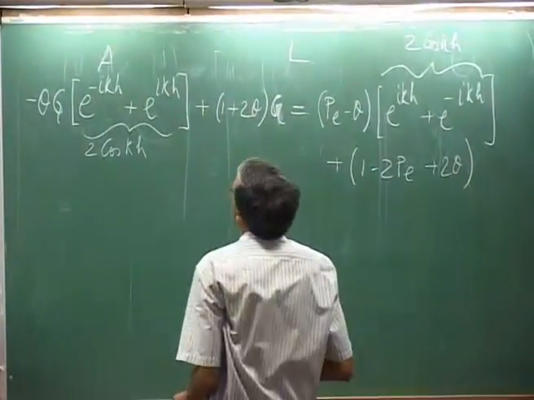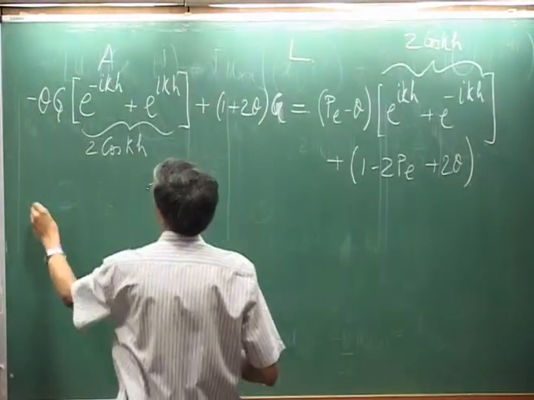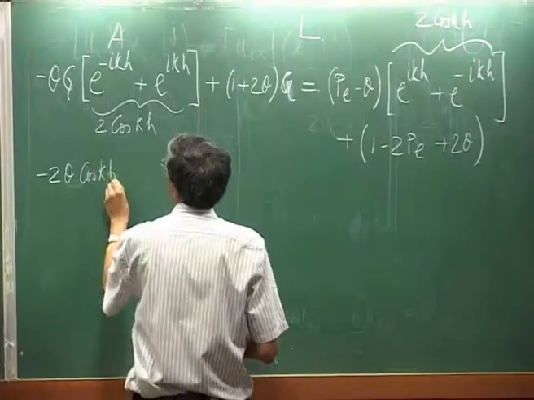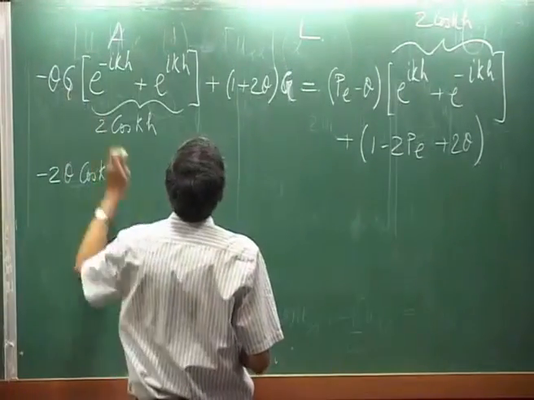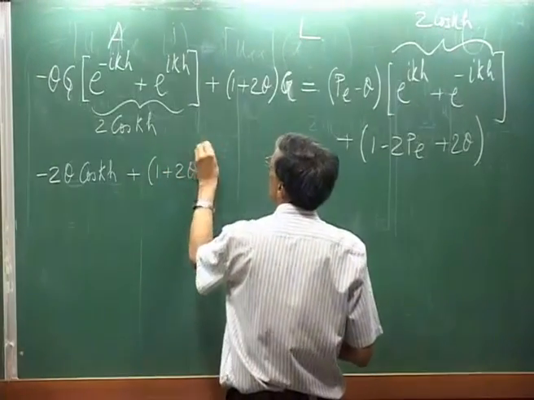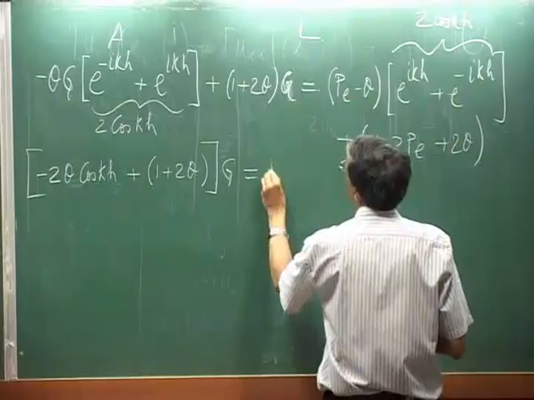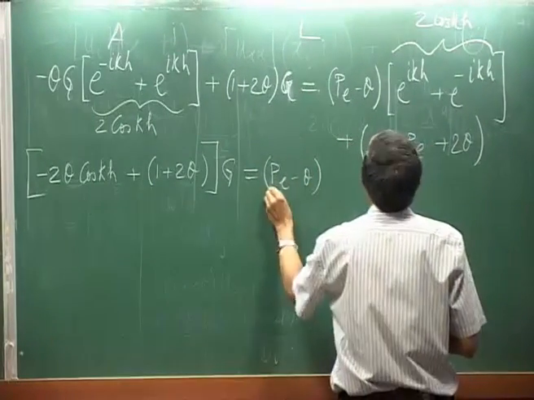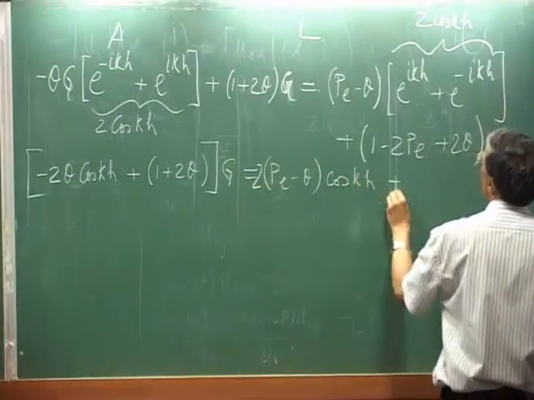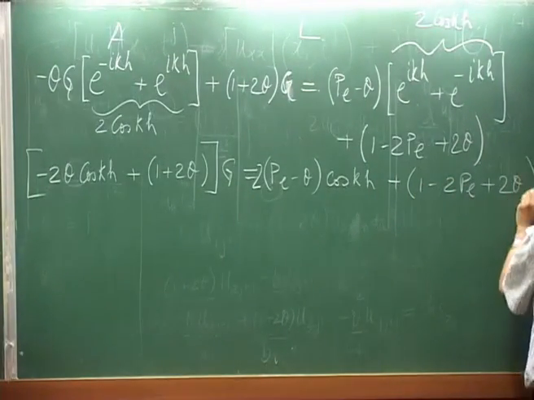and what we could do then, we could write there minus 2 theta cos k h, and there is a G here, there is a G here. So, I will have 1 plus 2 theta into G on the left hand side. I will have Pe minus theta, and there is a 2 here, cos k h plus 1 minus 2 Pe plus 2 theta. Okay.